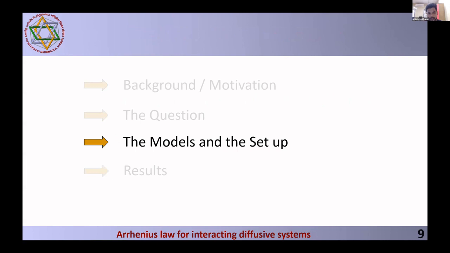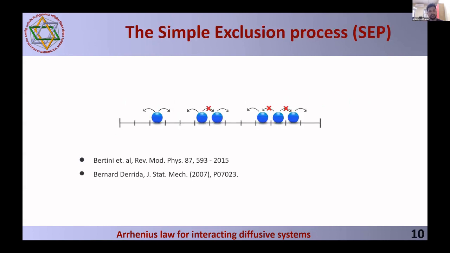I now move on to describing the model. The first model that we considered is the simple exclusion process. The simple exclusion process is a lattice gas model where particles on a lattice can jump to their nearest neighbors given the target site is empty. This particular dynamics hinders particles from sitting on top of each other. That means a single site can be occupied by at most one particle at a time.